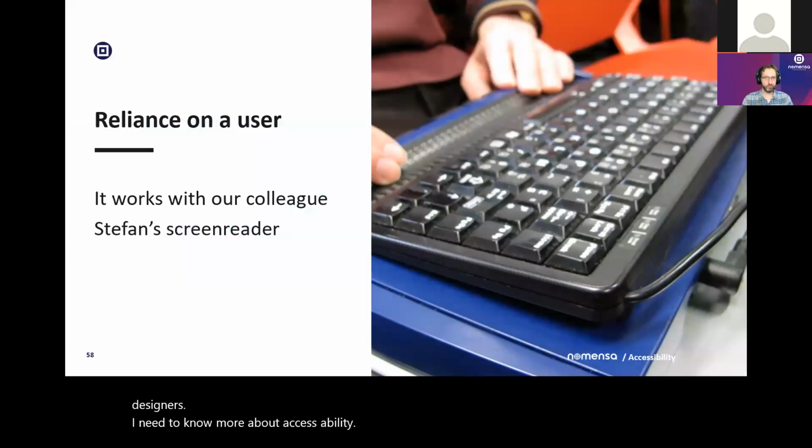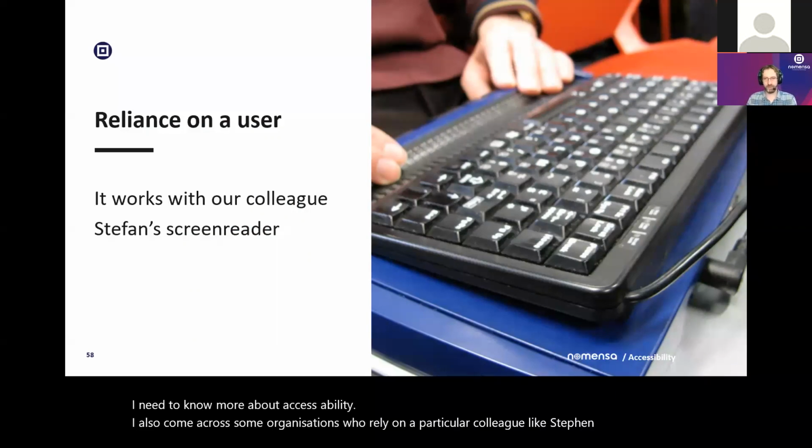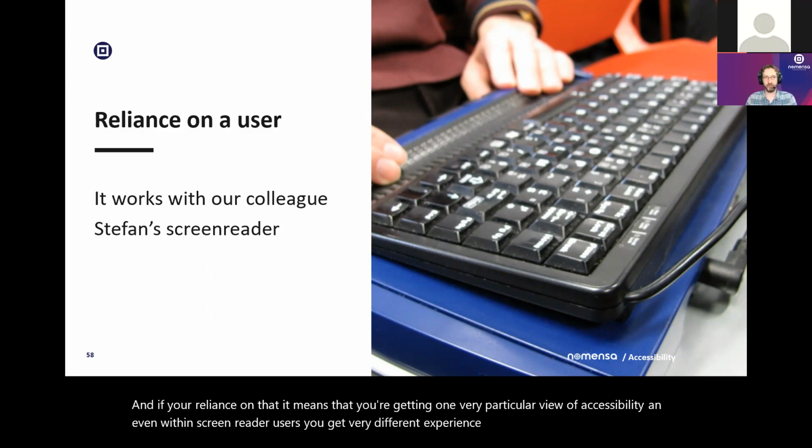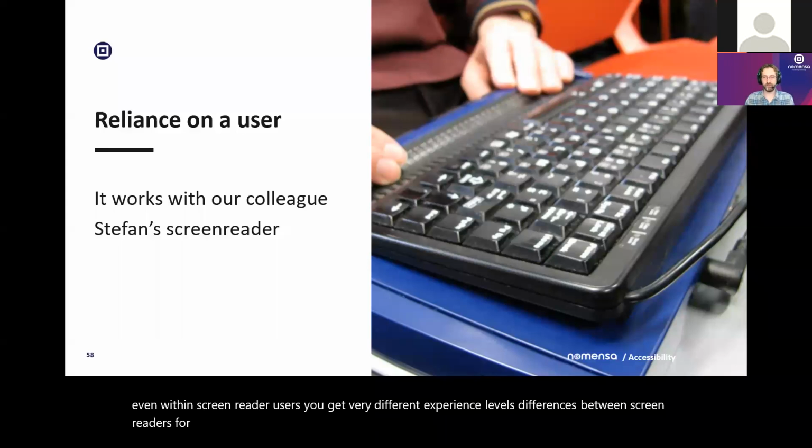I also come across some organizations who rely on a particular colleague, like Stefan's screen reader. And if you're reliant on that, it means that you're getting one very particular view of accessibility. And even within screen reader users, you get very different experience levels, differences between screen readers, for example. So this just is not sufficient in terms of handling accessibility in a systematic way.